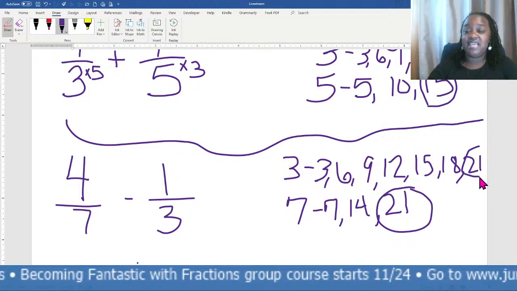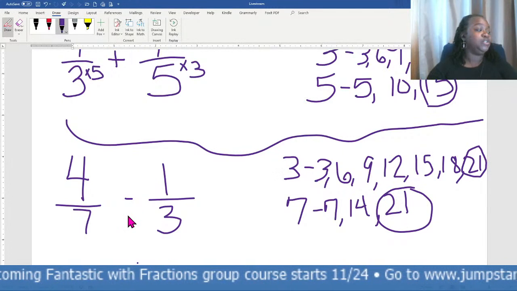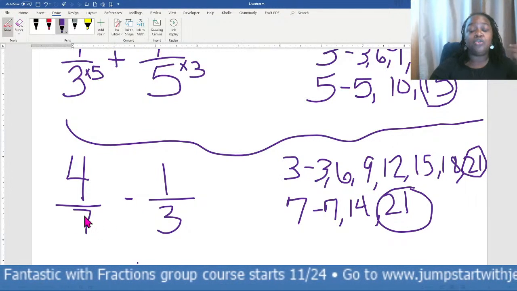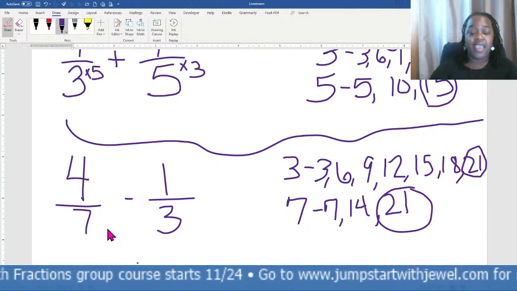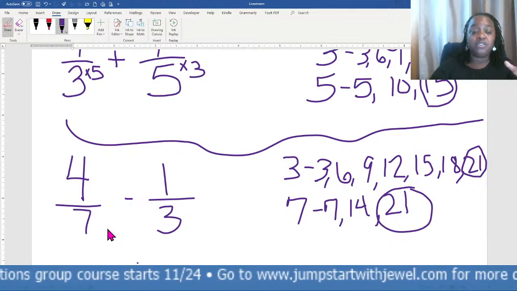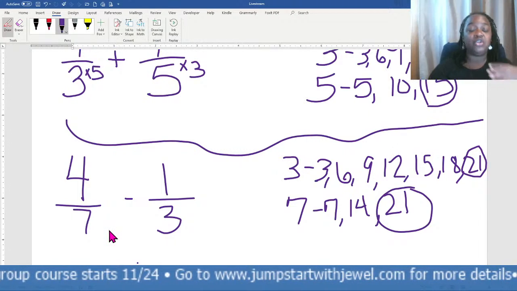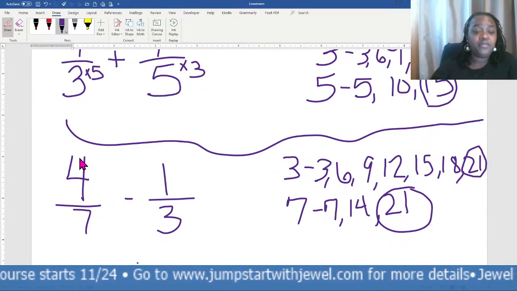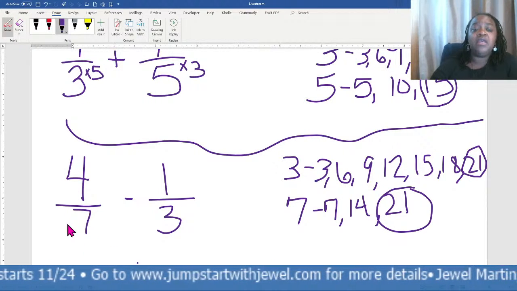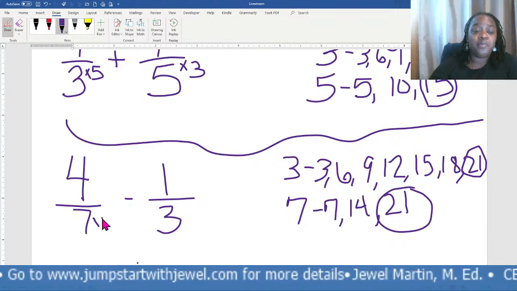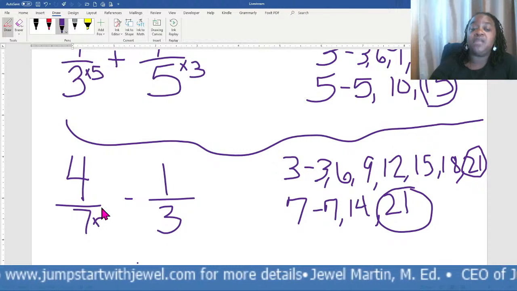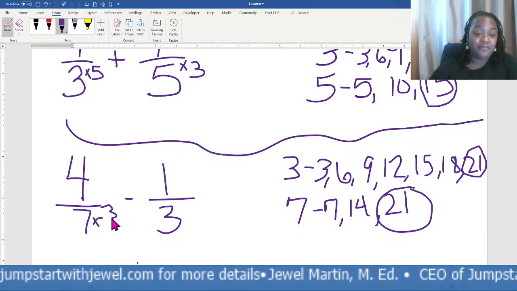Your LCD is 21. So now you have to do the math. You have to multiply. You look at your denominators and you say, okay, what number, when I multiply it by a certain factor, is going to give me 21? So when you look at 4/7, 7 is in the denominator. What number do you multiply 7 by to make it 21? You multiply it by 3.